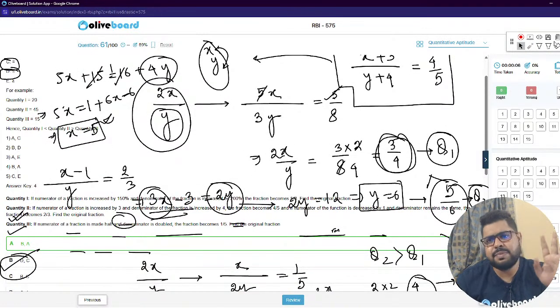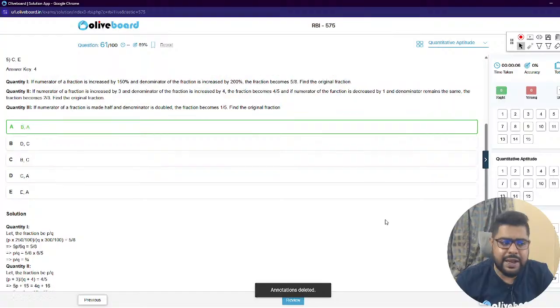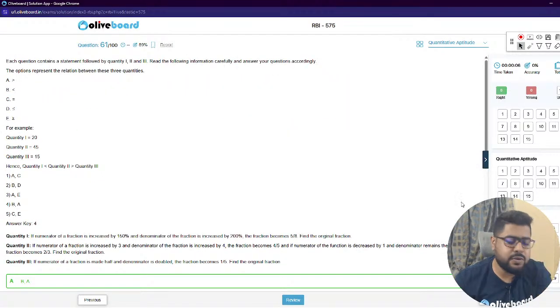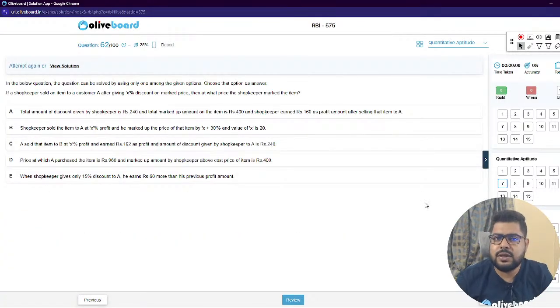Very simple. This one is a simple question. Now again, in your exam also, you need to figure these things out, where the easy question is sitting.